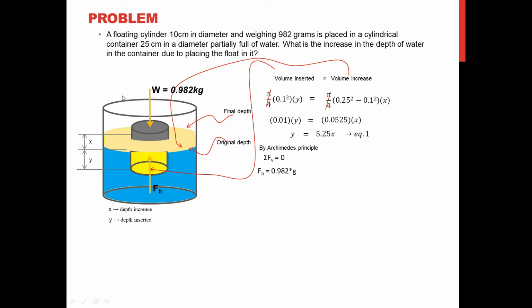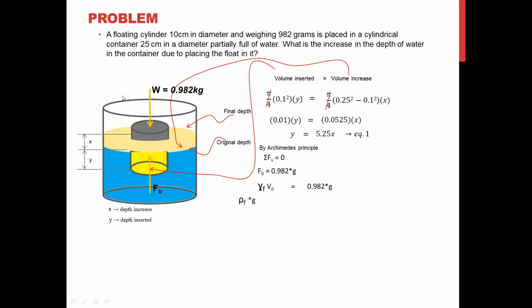0.982 times g. So simply, the weight is equal to the buoyant force, and the weight is 0.982. 0.982 here is mass, so we need to multiply that by acceleration due to gravity to make it a weight. Okay, and then for the buoyant force, by Archimedes principle, that is gamma of the fluid times the submerged volume. So we retain the right hand side of the equation, 0.982 times g.